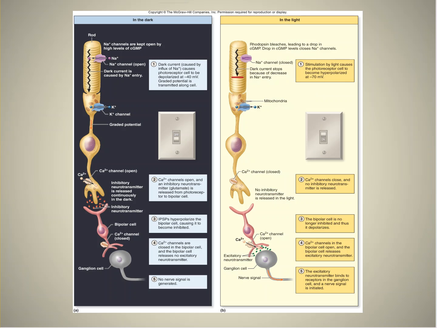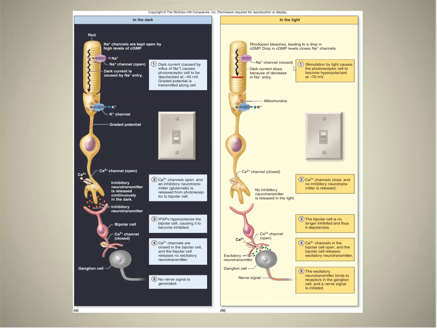Okay, slide 62 shows you the same thing again. In the dark, to the left, sodium channels are kept open by high levels of cyclic GMP. Sodium rushes into the cell, depolarizes the cell, and this is called a dark current. A little bit of potassium leaves, but it's still depolarized. Then down at the base of the photoreceptor, calcium channels are open because the cell is depolarized. It releases inhibitory neurotransmitter onto the bipolar cell, turns off the bipolars, and their calcium channels are closed, and nothing's going on in the ganglion cell.